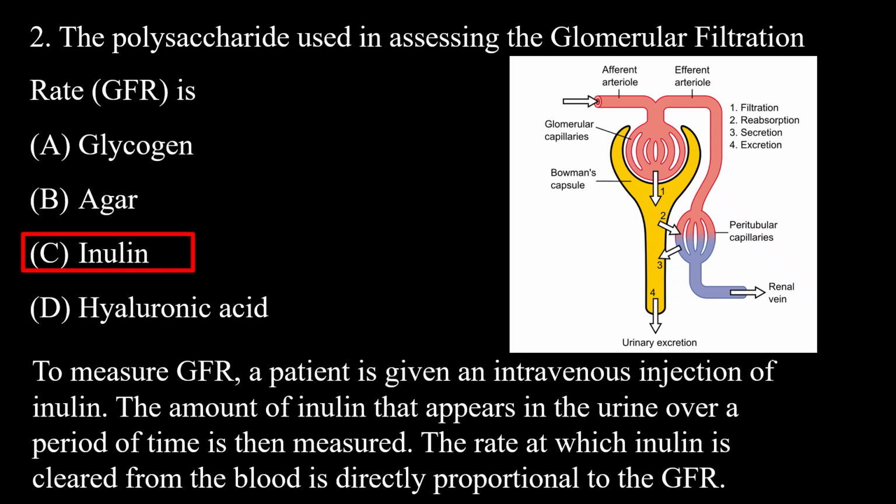When inulin is injected into the patient intravenously, the amount of inulin that appears in the urine over a period of time is then measured. And when the inulin is measured, the rate will be directly proportional to the glomerular filtration rate.